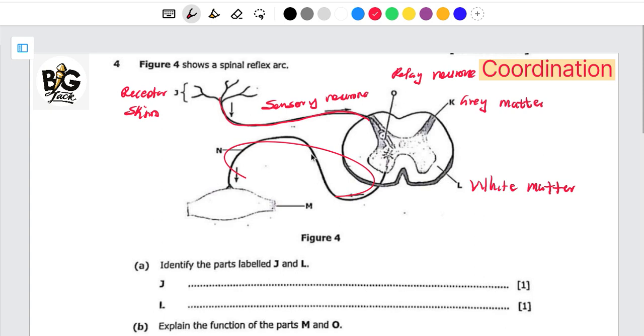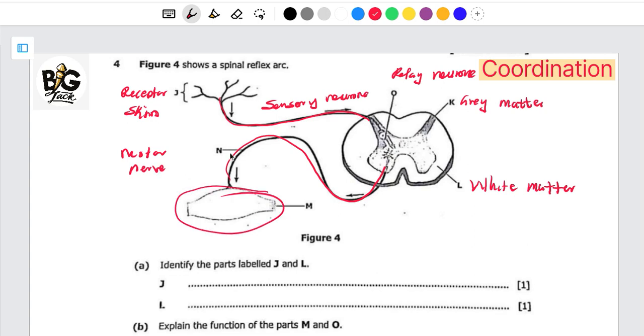So now, let me label this one as the motor neuron or the motor nerve. Then we have this part here where the motor neuron is attaching. This one can be the muscle or the gland. That is M. Now, what is the function of the motor neuron? It takes the information from the spinal cord and takes it to the effector. The muscle as well as the gland are examples of effectors.